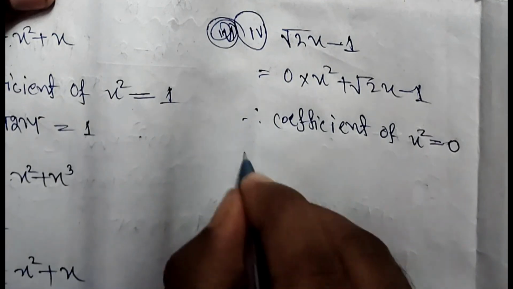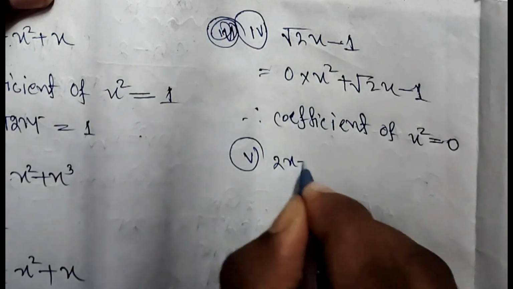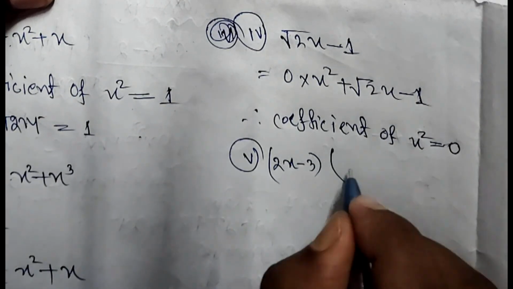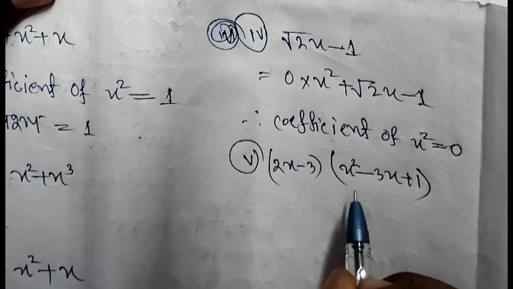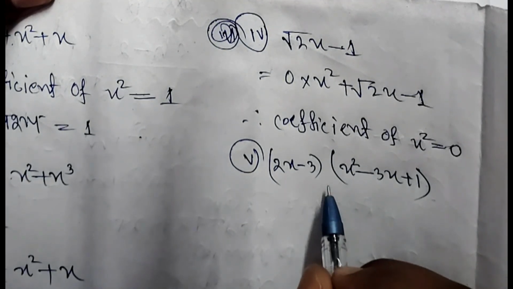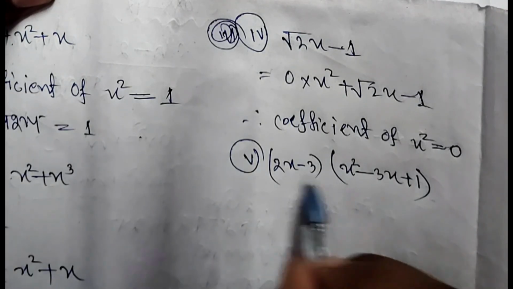So 5 number, 2x minus 3 whole into x square minus 3x plus 1. In this question we cannot directly say the coefficient of x square, not possible, because both the terms are multiplied.